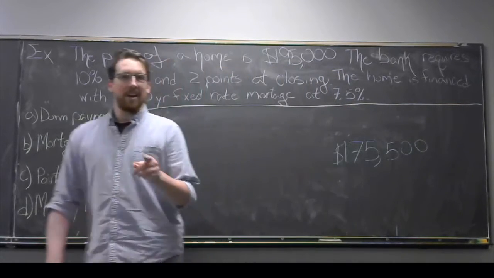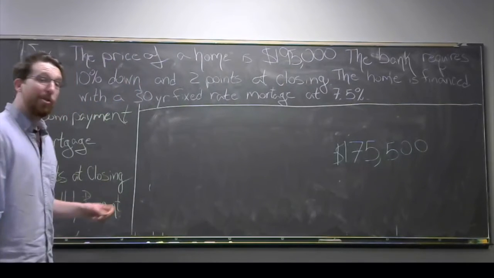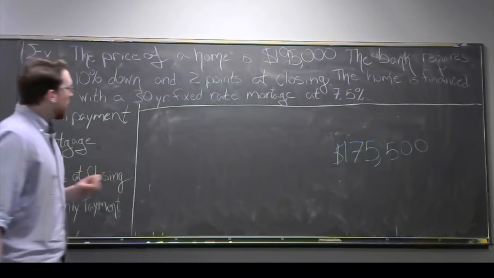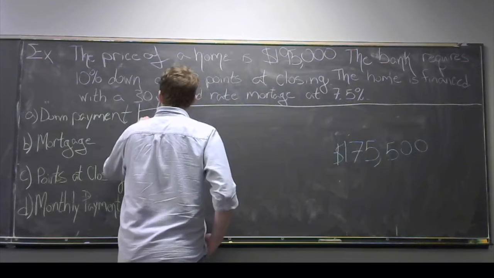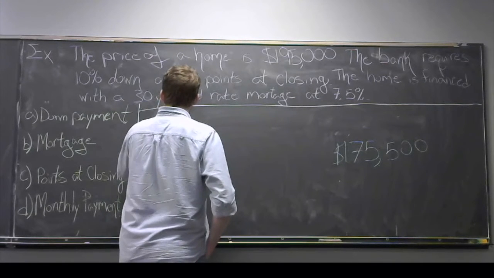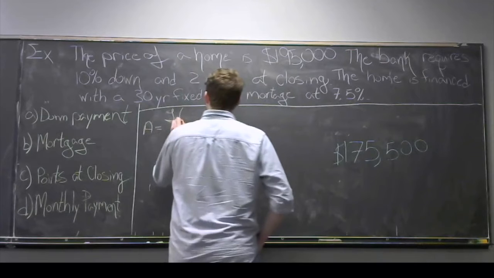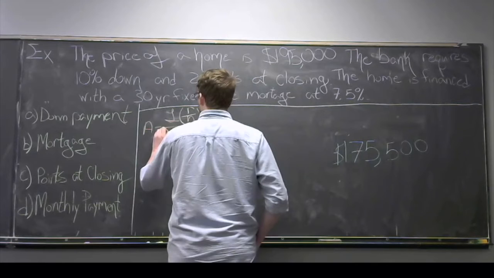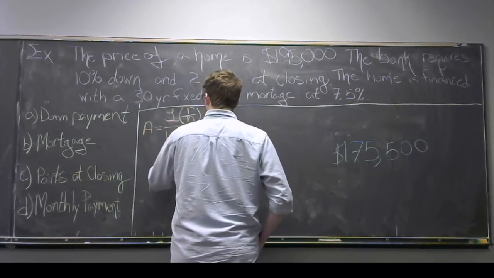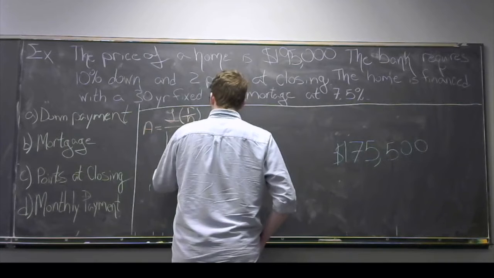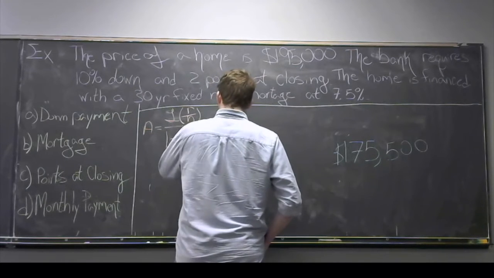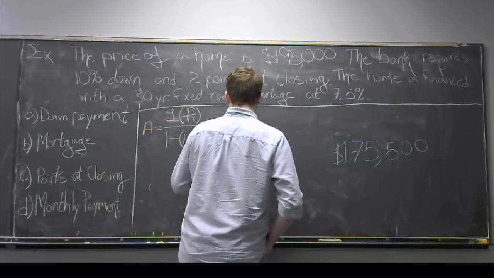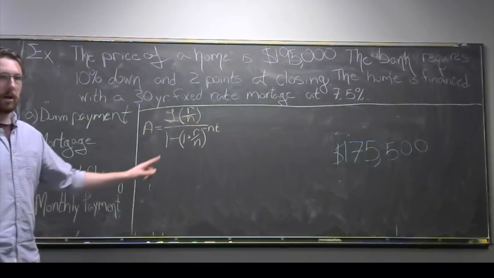All right, to solve this last part of the problem, we want to revisit that last equation we were just talking about. A is equal to the loan times the rate over the period, all that divided by 1 minus 1 plus the rate divided by the period, raised to the negative period times time. We're going to come back to this equation.